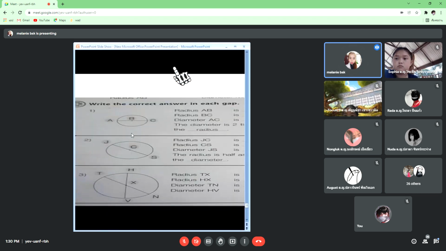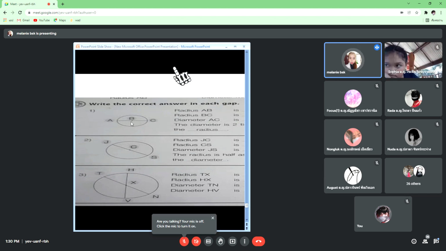Okay, here we go. So it says here for number one, you find the radius AB. You measure the radius AB, A and B, from this point to this point. For number two, radius BC. You measure how many centimeters using your ruler. Can you see my cursor, children? This one is radius AB. A, you start in here, B, you stop in here. How many centimeters?